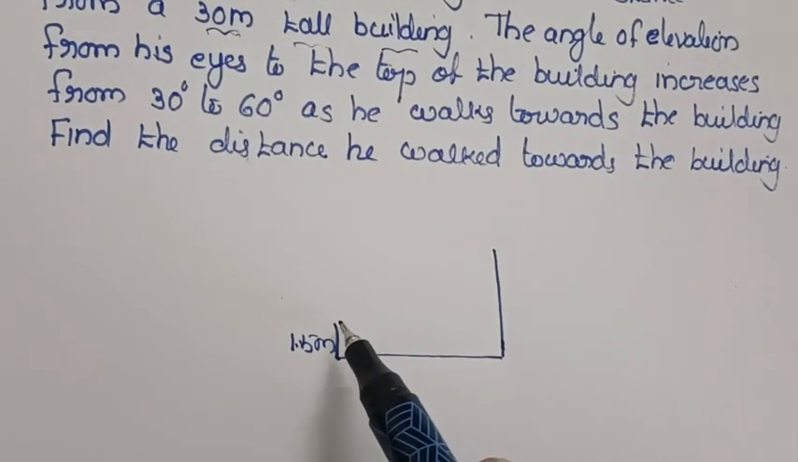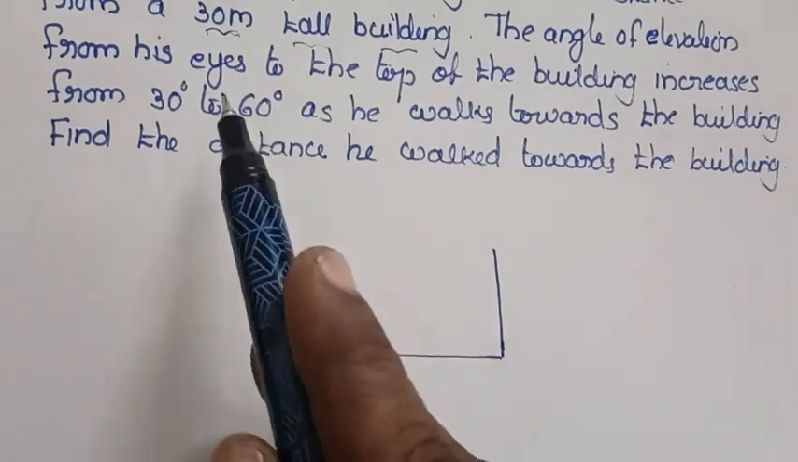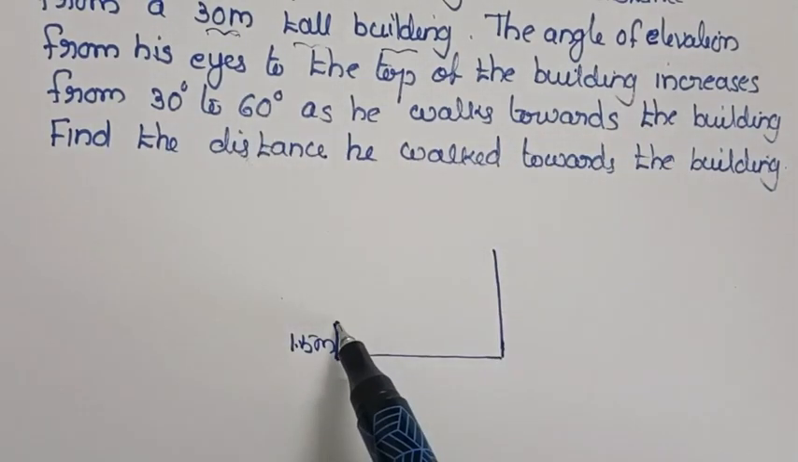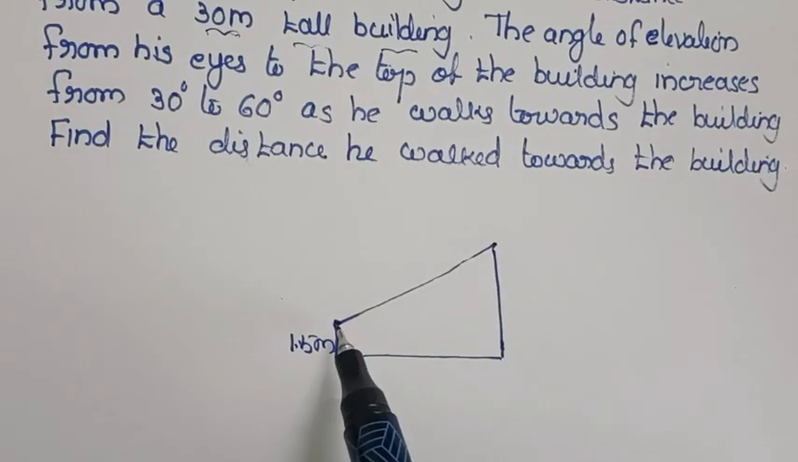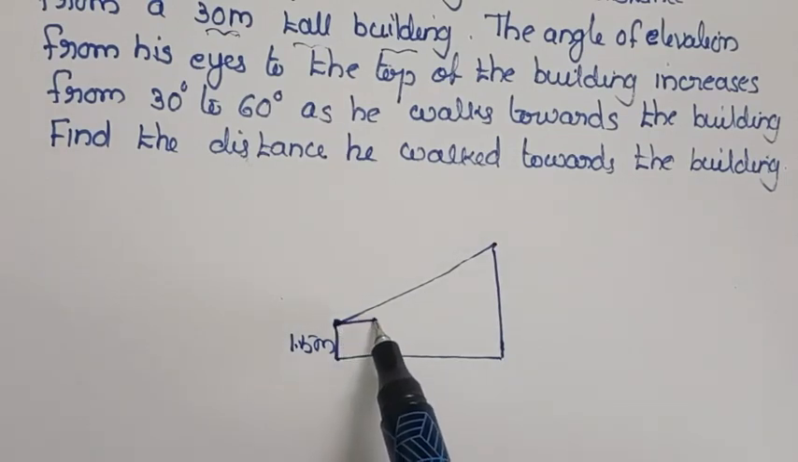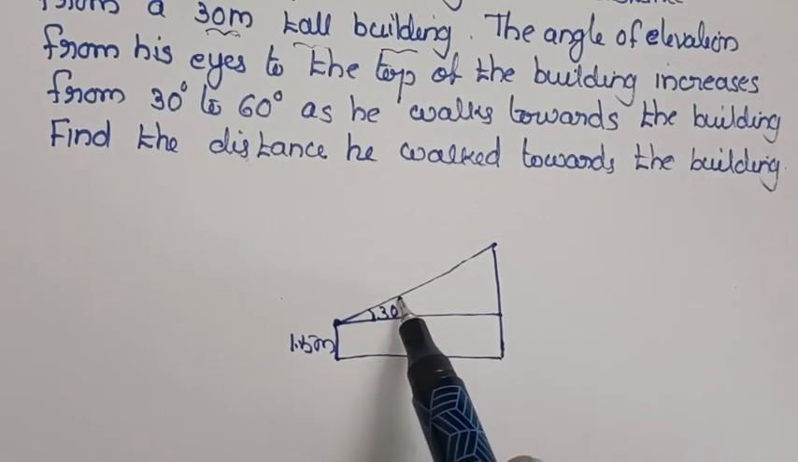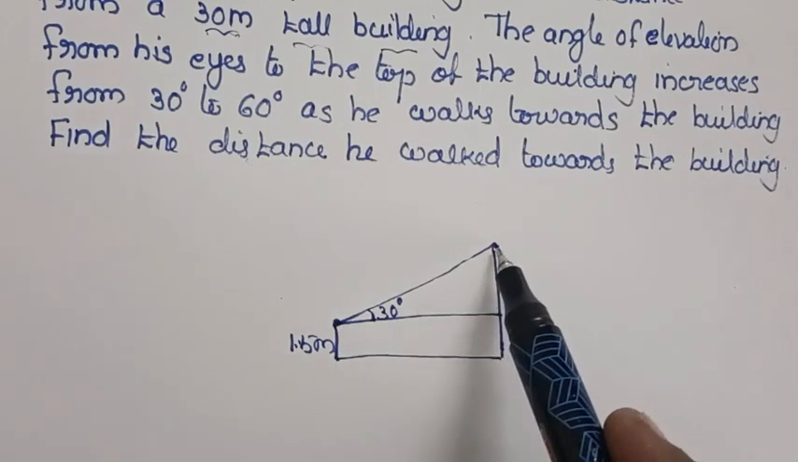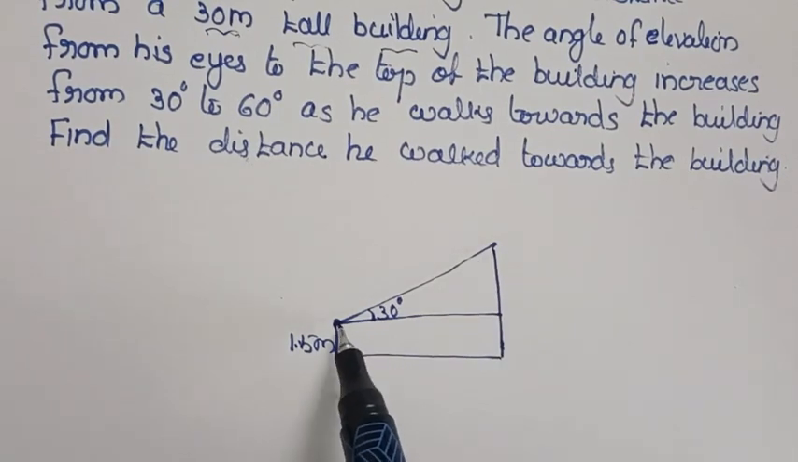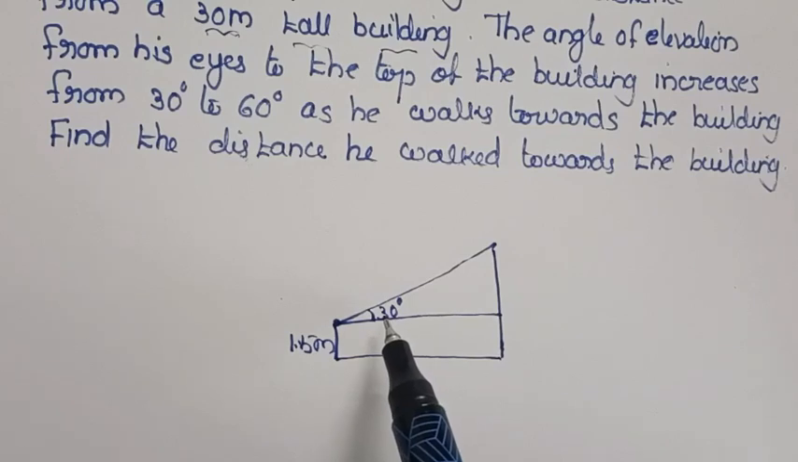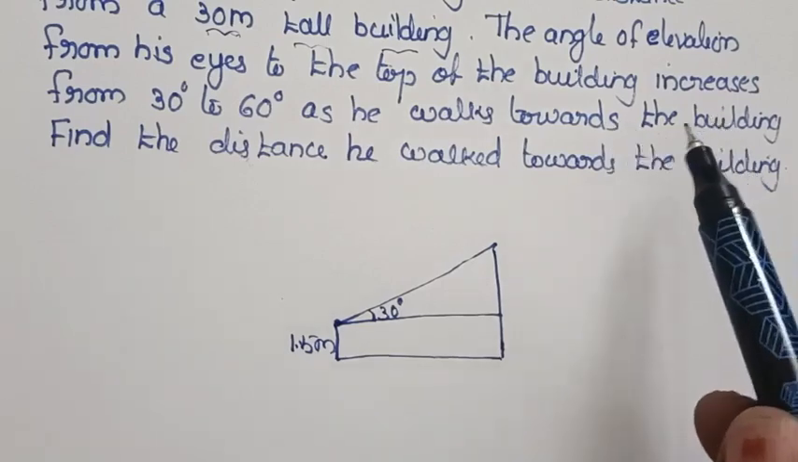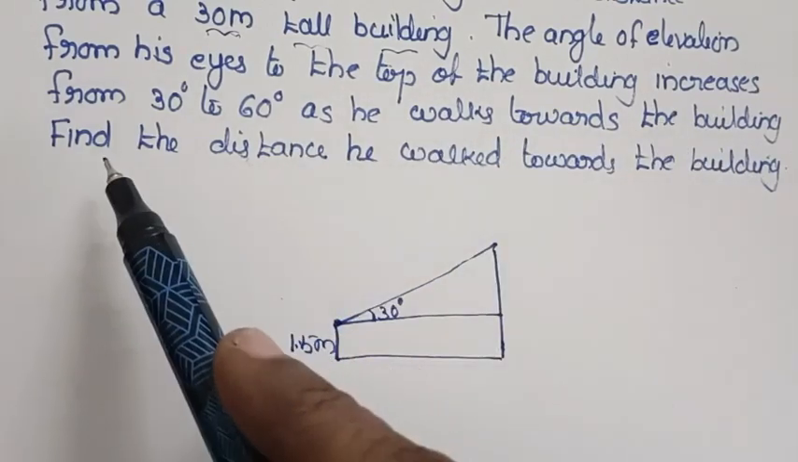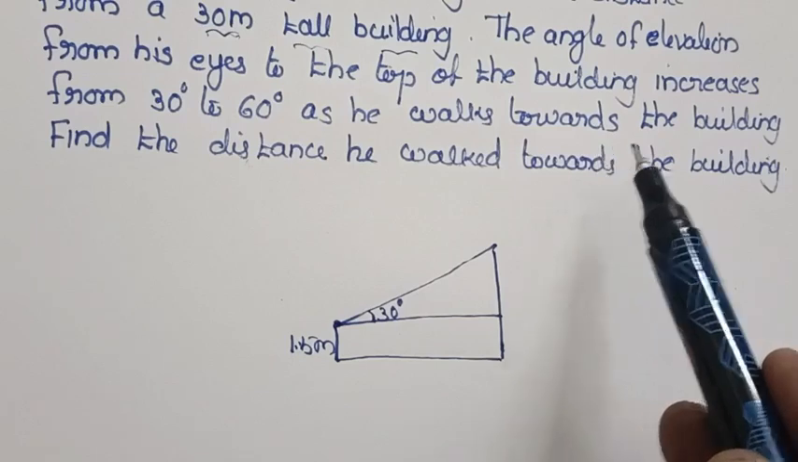And the angle of elevation from his eyes to the top of the building: you have to draw a horizontal, then mark this angle as 30 degrees. The angle of elevation from his eyes to the top of the building is 30 degrees. That is, draw a horizontal line and mark the angle of inclination equal to 30. Then the angle increases from 30 to 60 as he walks towards the building.